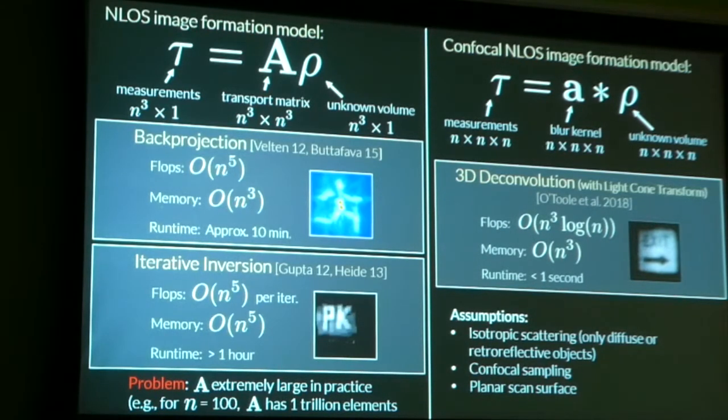We have a few assumptions that we had to make to do this. We assume that the hidden volume is isotropically scattering, and it turns out we can also handle retroreflective objects. We also assume that we're imaging and illuminating the same point, so we have this confocal sampling. And we also assumed that the wall is planar, or we're scanning a flat surface.